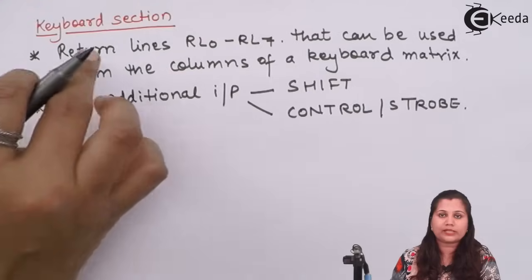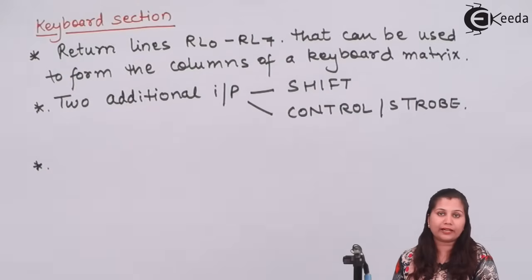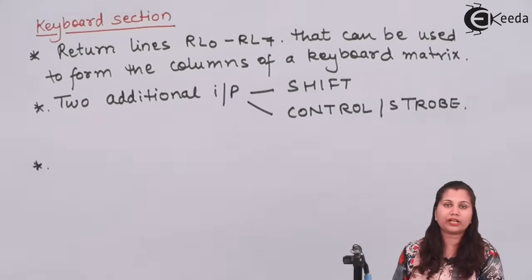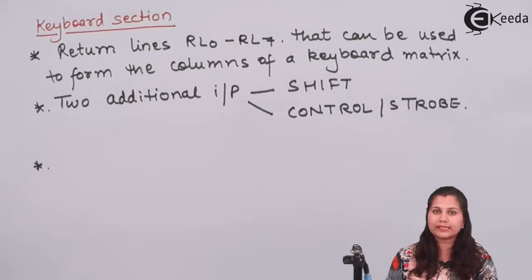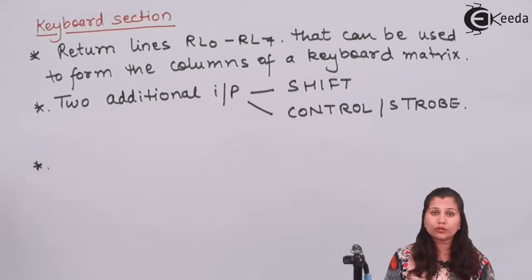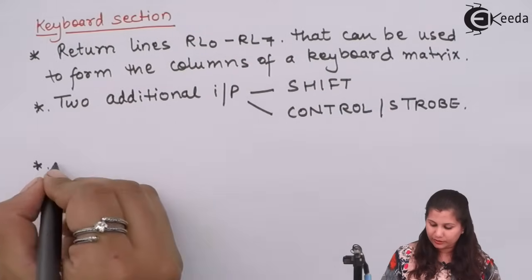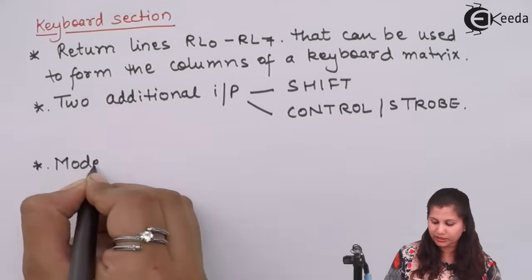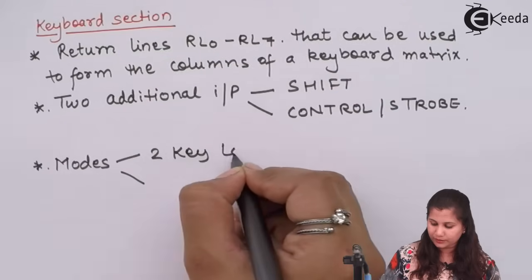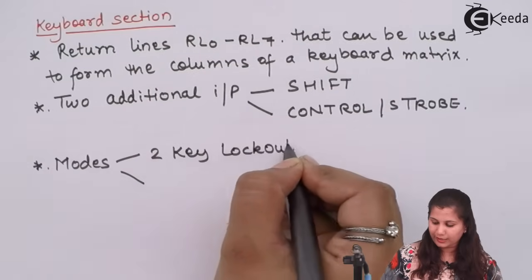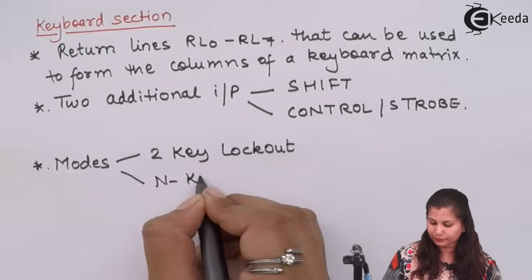Now for this keyboard section, if we discuss the modes of 8279, there are two modes: one is the keyboard mode and the second is the display mode. In the keyboard mode, we have two types of mode: 2 key lockout and N key rollover. So the modes of this keyboard section are 2 key lockout and N key rollover.